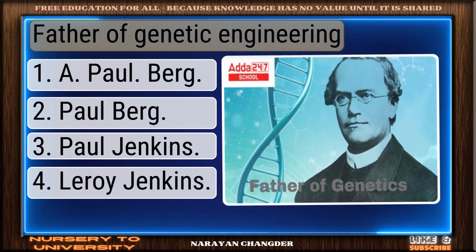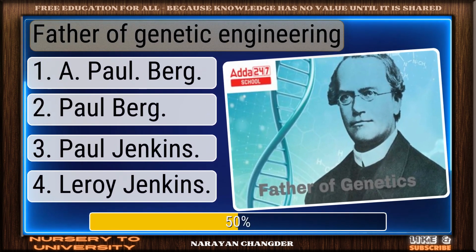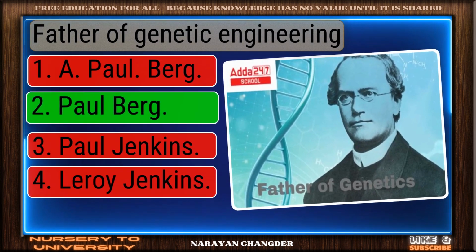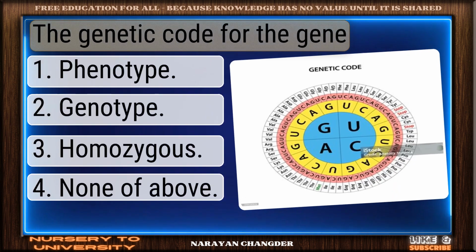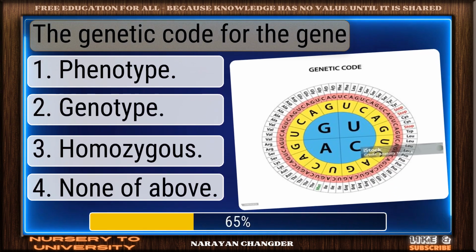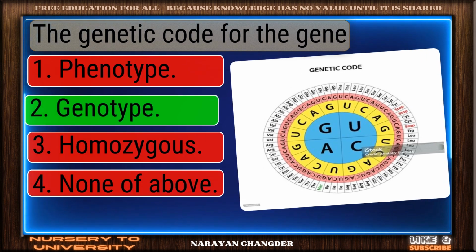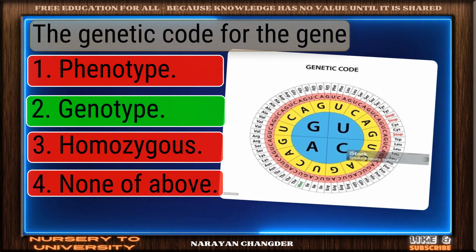Father of genetic engineering. Right choice. Paul Berg is the best answer. The genetic code for the gene. Nicely done. Genotype is a solid answer.